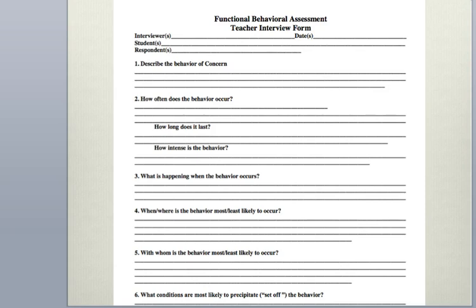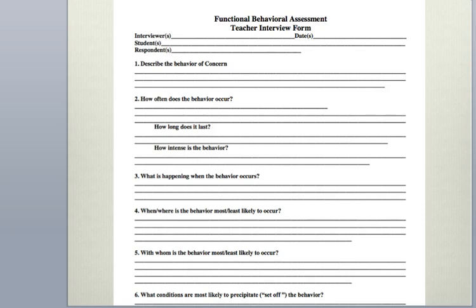Often these are conducted in an interview format, so you don't just hand this sheet to someone and tell them to fill it out. Instead, you use this as a prompt to have a conversation about these issues, and you take notes on the form. So you say, please, can you describe the behavior of concern? And let them talk and give you information, and then you can take notes as to what they say. How often does the behavior occur? How long does it last? How intense is the behavior?